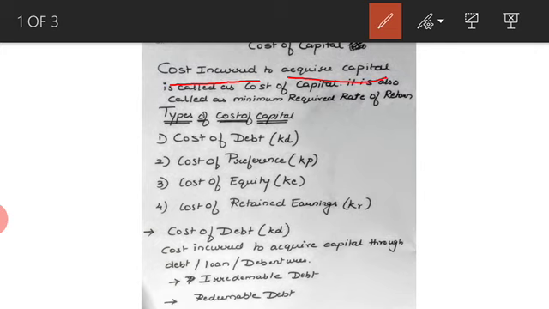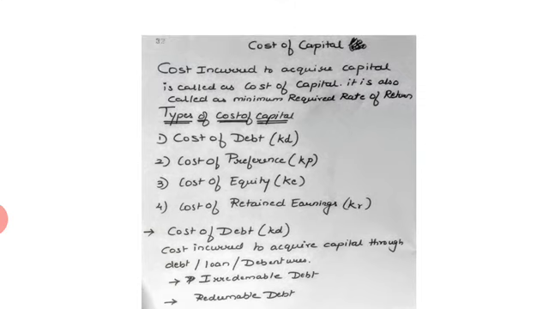For every business, we require capital, and this capital that we get is through various sources of capital like debt, equity, preference, retained earnings, bank loans, and many more sources through which we can get capital. This capital that we get is not free of cost. We have to pay something to get this capital.